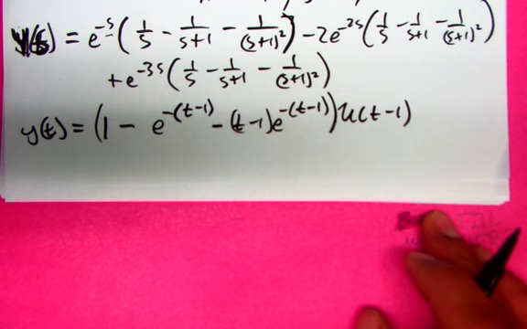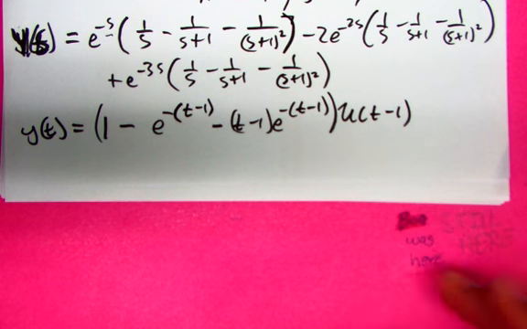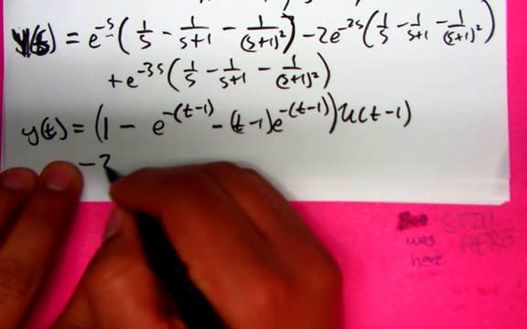The second part of the solution is similar. So now we'd have minus 2 times the quantity.